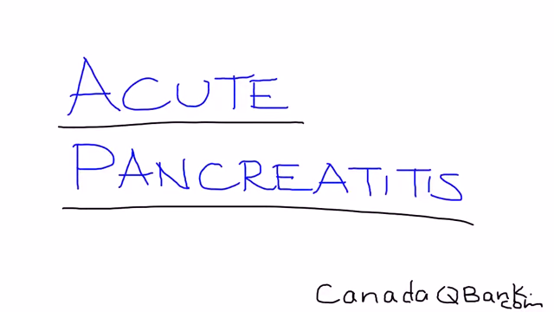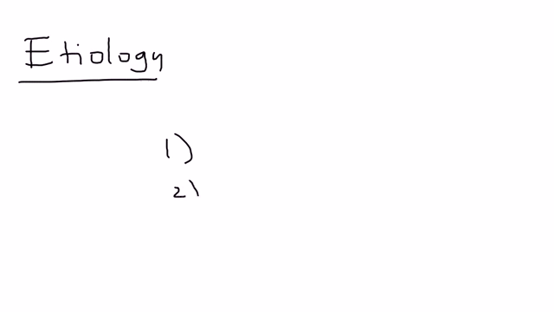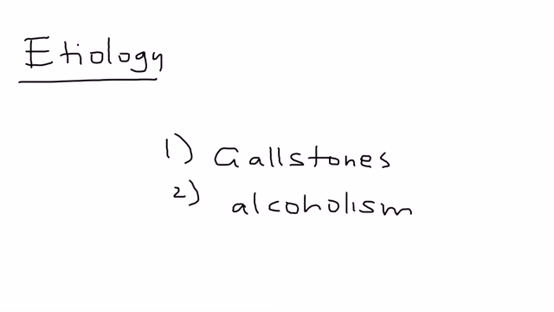Acute pancreatitis is the topic, and the cause of acute pancreatitis is most commonly one of two things. The first one is gallstones, and the second one is alcoholism. Together, they account for about 80% of all cases of pancreatitis. And there's a long list of other causes, but these are by far the two most common.